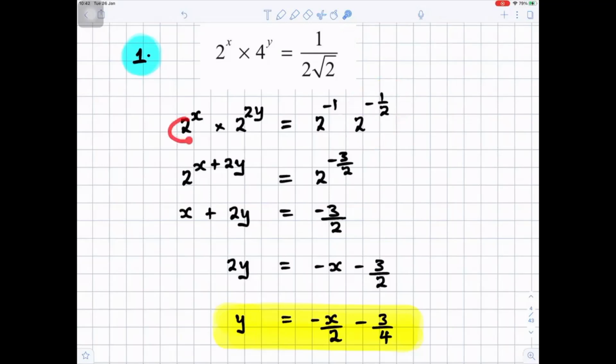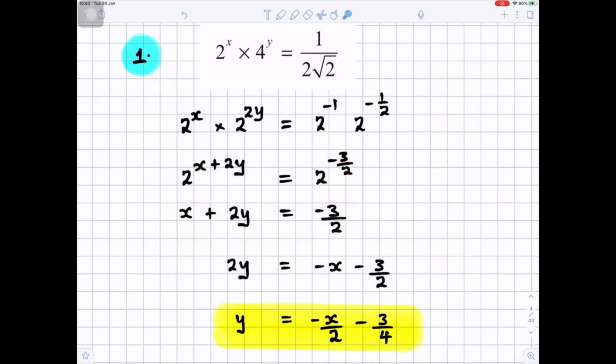Now that the base is the same, we can add their powers. So 2 to the x plus 2y, and minus 1 plus minus a half is minus 3 over 2. So the base is the same, the powers have to be the same. So x plus 2y has to be equal to minus 3 over 2.